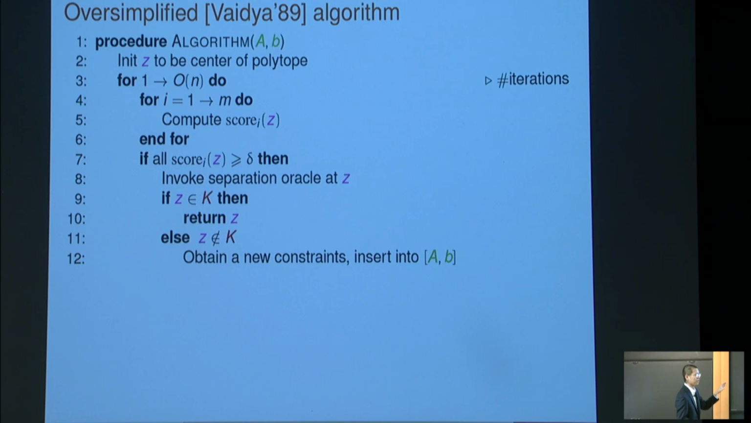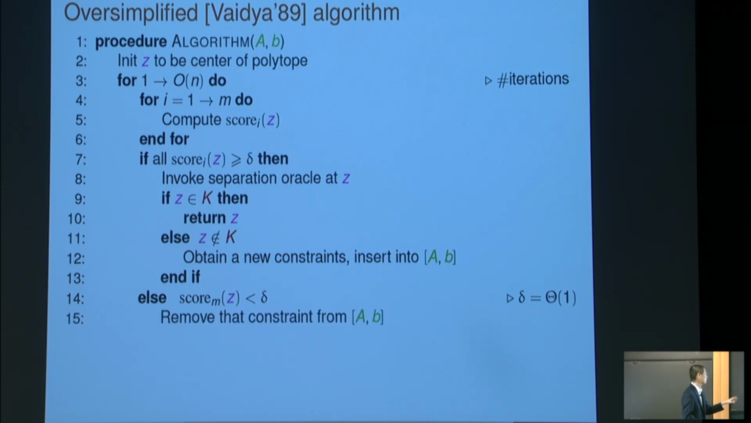This is the case where all the scores are big, and you need to insert a constraint. But at some point, if I sort all the scores, and suppose m is the smallest one, and if m is below some threshold, then I need to remove this constraint from my convex polytope. And then I just update my Z, because my convex green region has changed. I need to update the center.